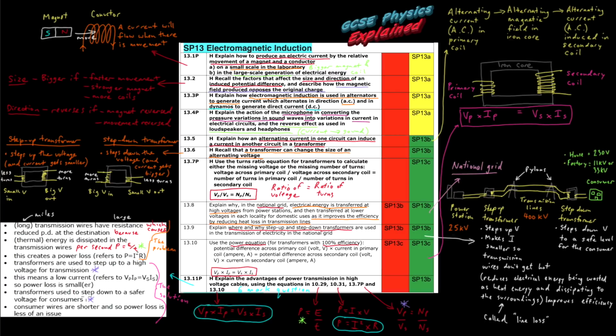So the transformers used to step down to a safer voltage for the consumers at the other end, and that's because the consumer wires are shorter, and so the power loss is less of an issue. Alright, what they do is they'll step the voltage down, which of course means they're going to bring the current back up. So at this point you're going to end up heating the wires up, but that's alright because you step it down at the last minute as close to the consumer as possible.